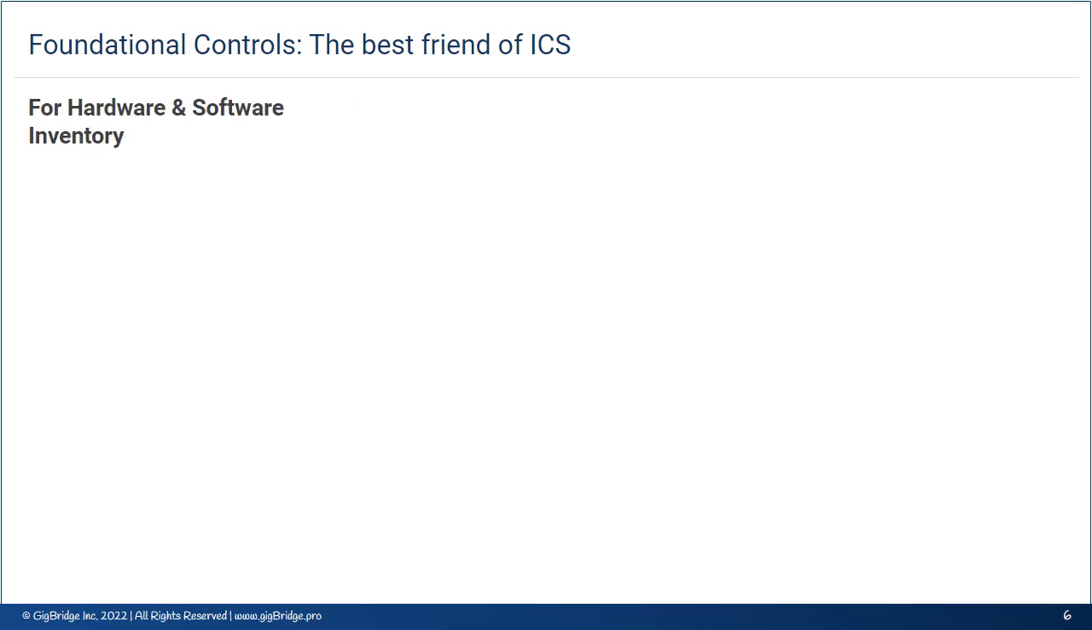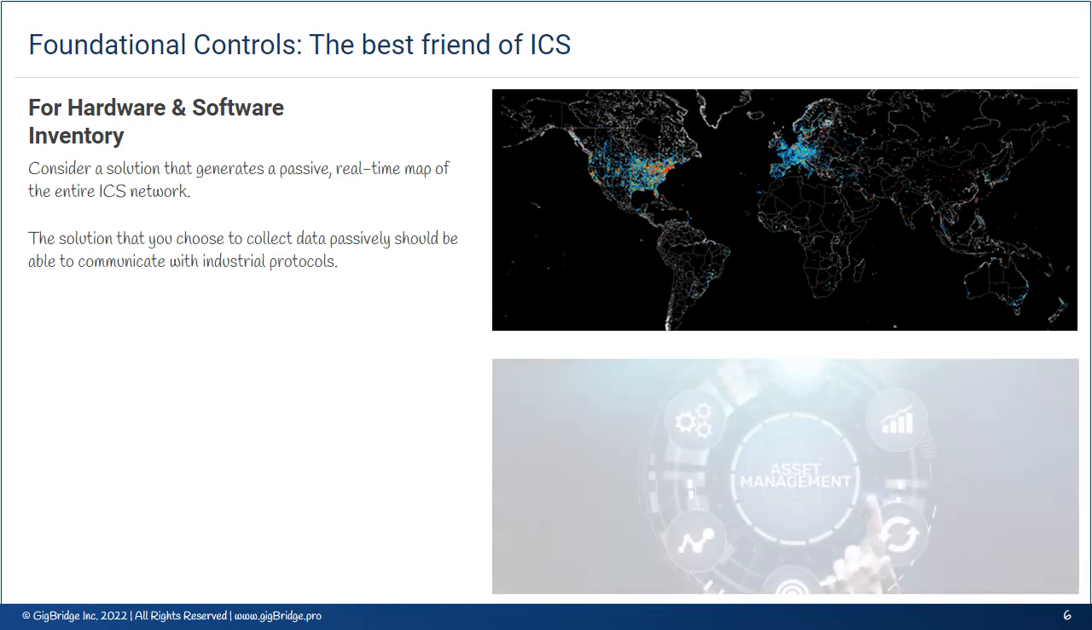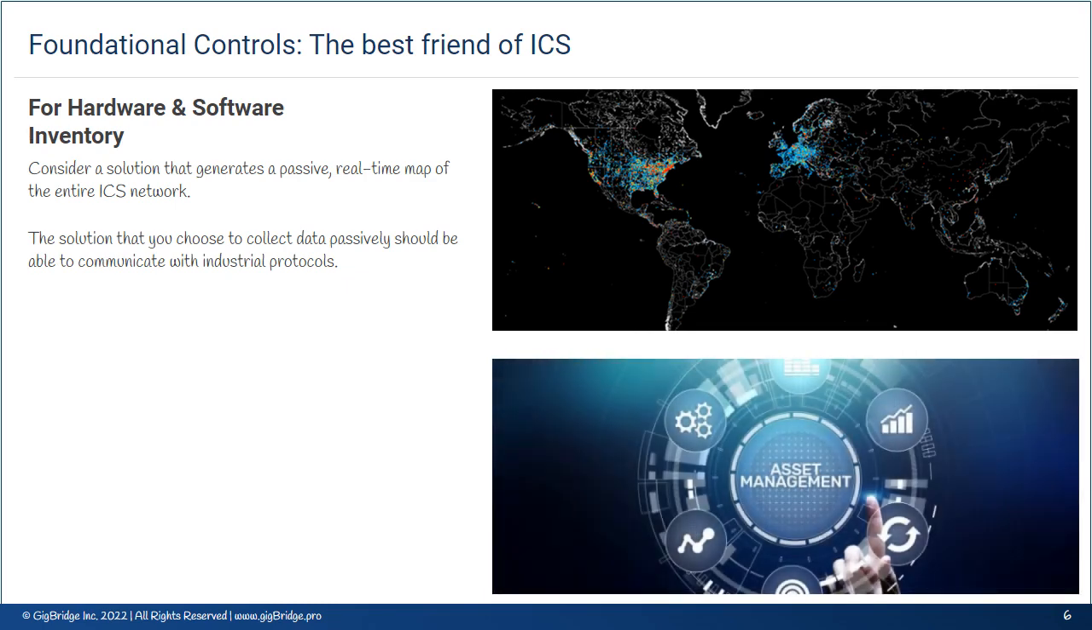Hardware and software inventories. Consider a solution that passively generates a real-time map of your entire ICS network, including a list of all connected devices. In ICS environments, it's crucial to be able to gather this information without interrupting operations. Therefore, choose a solution that can not only harvest data passively but also actively communicate via native industrial protocols, e.g. Modbus TCP, Profinet, Ethernet/IP, etc., for asset discovery and inventory.